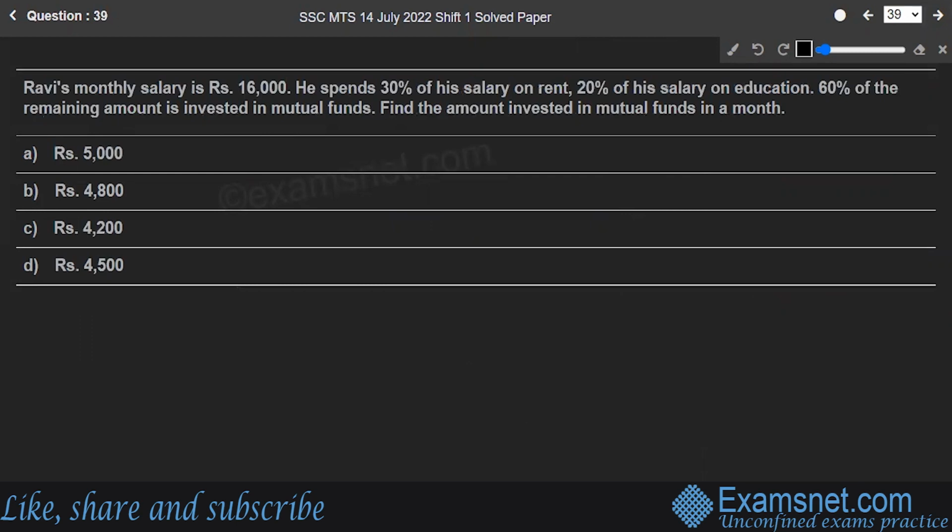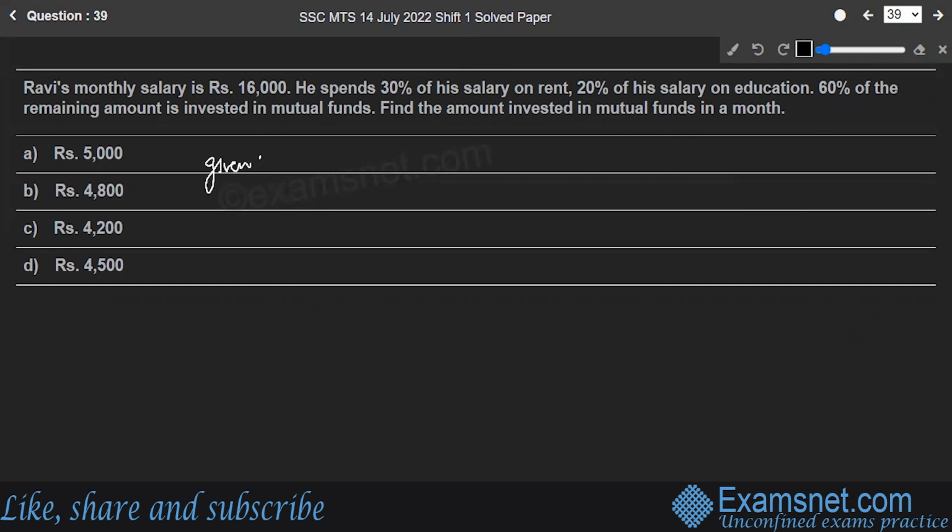Ravi's monthly salary is rupees 16,000. He spends 30% of his salary on rent, 20% of his salary on education, and 60% of the remaining amount is invested in mutual funds. Find the amount invested in mutual funds in a month. Okay, let's start with the solution.